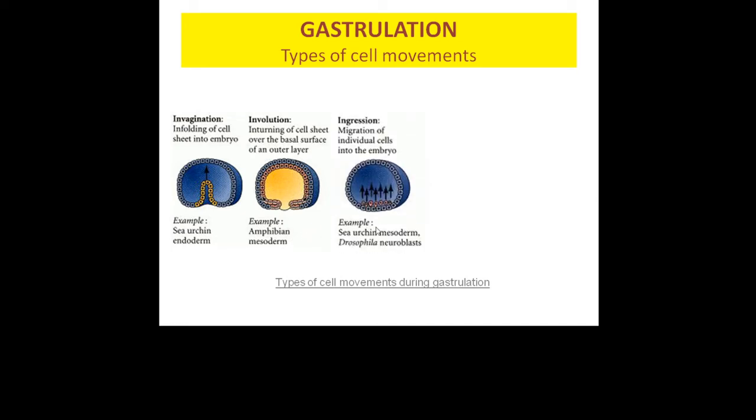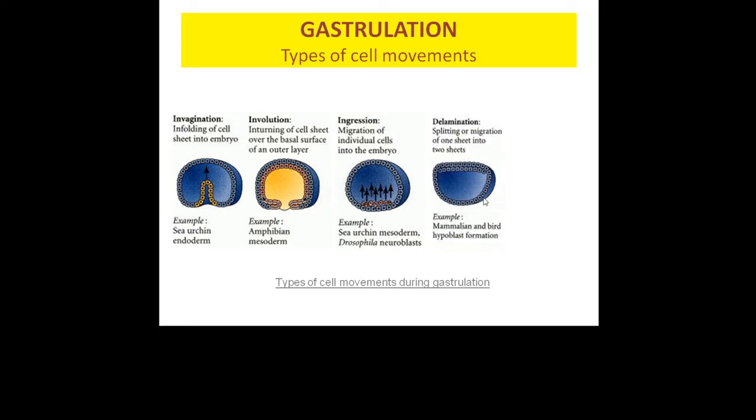Next is ingression, which is migration of individual cells into the embryo. Here, the yellow colored cells are ingressing individually into the embryo. This kind of movement is seen in sea urchin mesoderms and Drosophila neuroblasts.